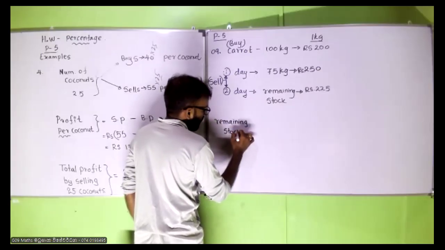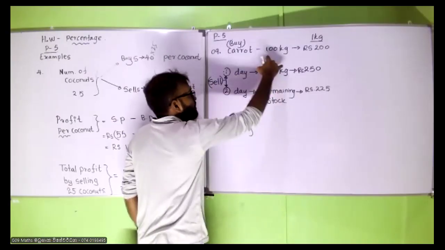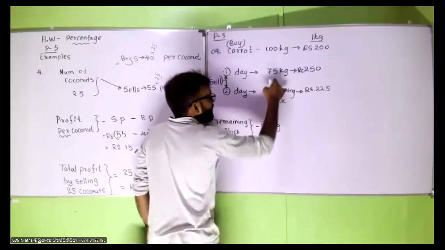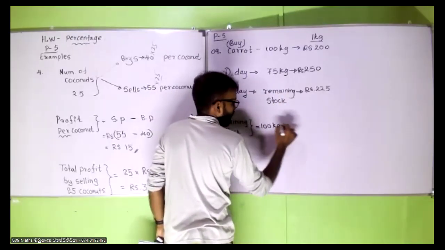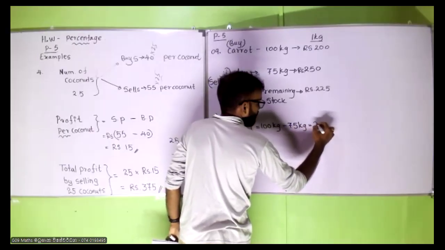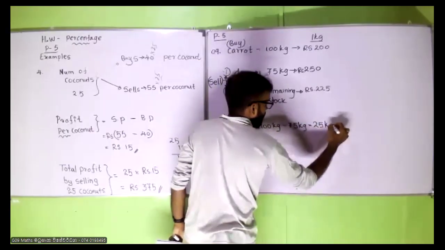Right? Remaining stock. Originally, we had 100 kilograms. And in the first day, we have sold 75 kilograms, so that we have to subtract it. Then the remaining stock is 25 kilograms.